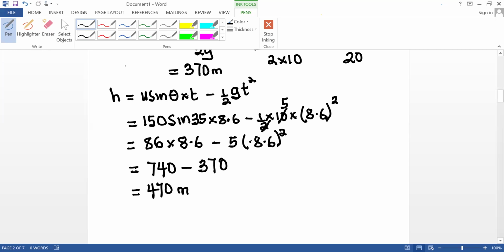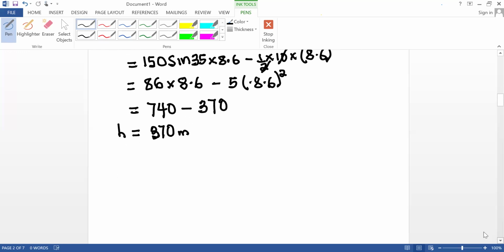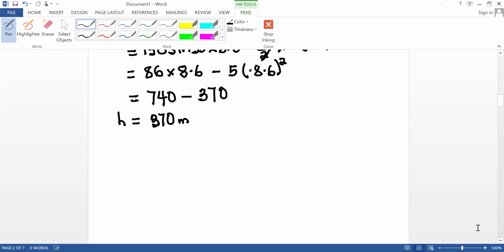When you subtract that 370 from 740, what's the answer? So please, 370. Okay, so this is the other way. Then the velocity at 6 seconds. This is where I have issues with some of you.